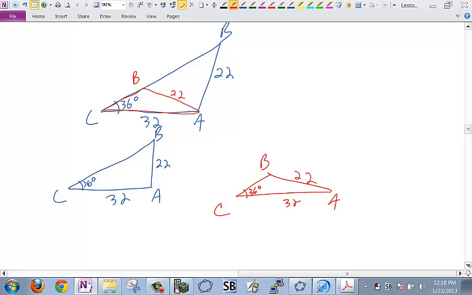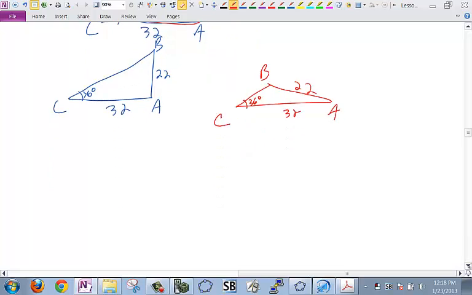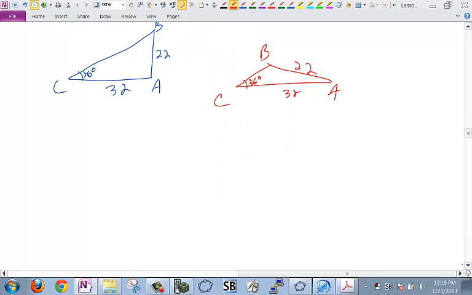So here's the two triangles we're going to need to solve. And what do we know about these triangles right now? This angle B and this angle B will add up to what? 180. Okay? Now, what are you going to use to solve these?